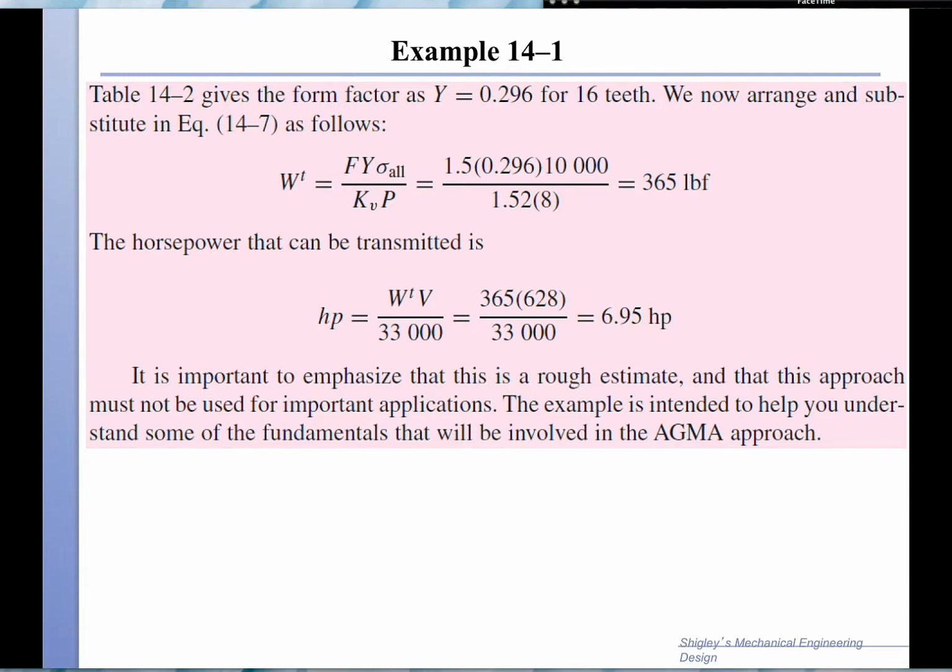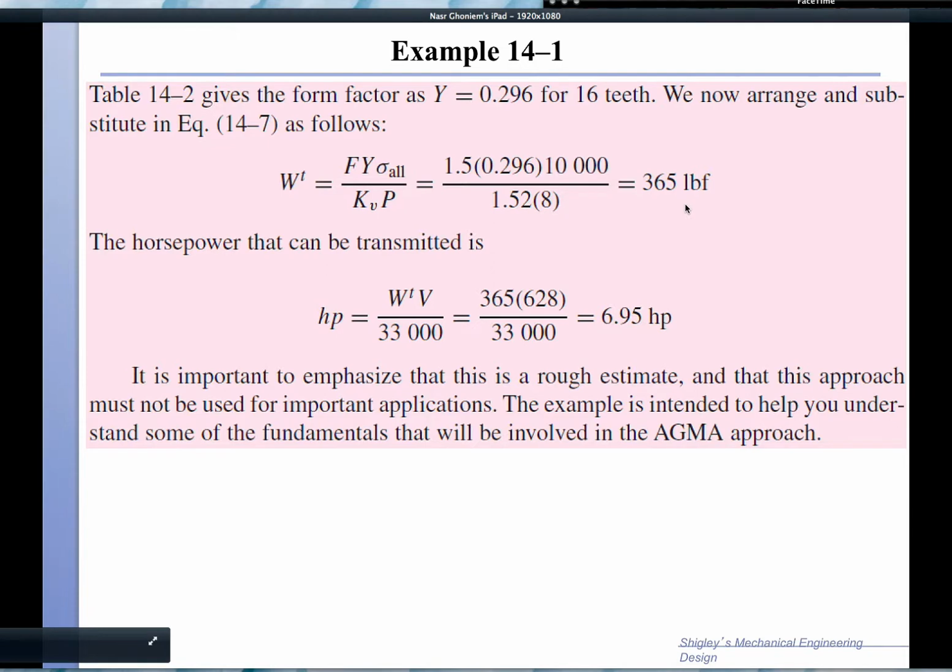So once we have the allowable strength of 10, you see that the tangential transmitted force cannot exceed 365 pounds, which means that the horsepower is the force times the velocity, and this is a conversion factor, 33,000. So if you put the right units, you get 6.95 horsepower.